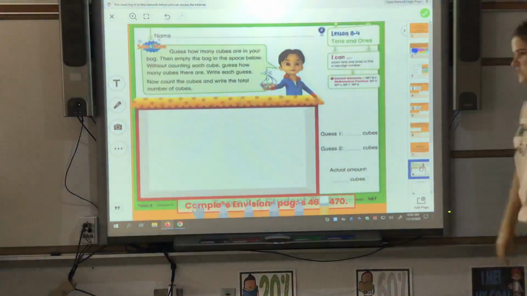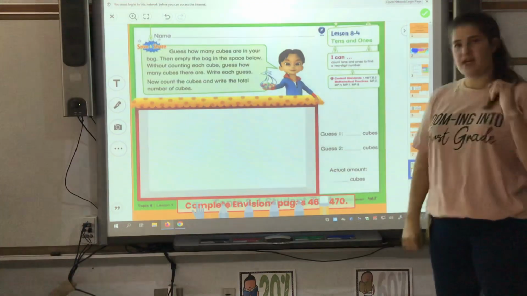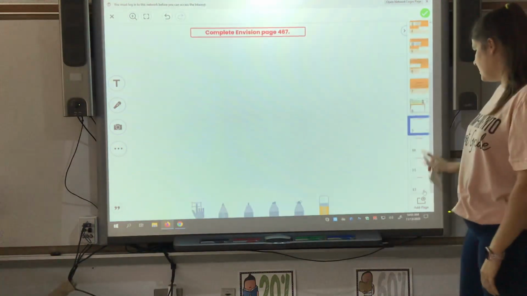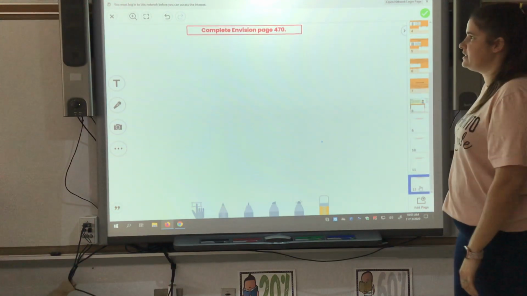And then your Envisions pages are pages 467 to 470. There are slides for you to attach your specific pages.